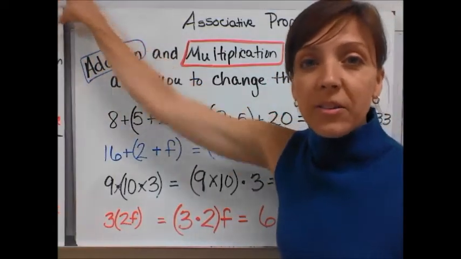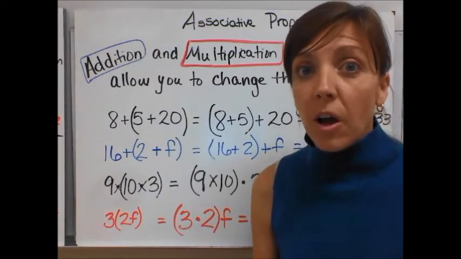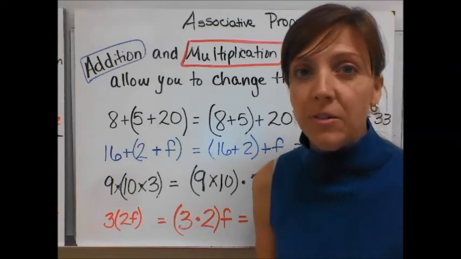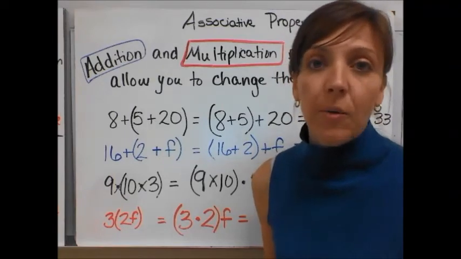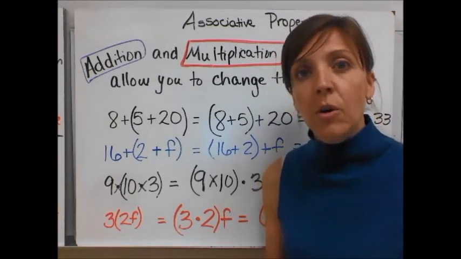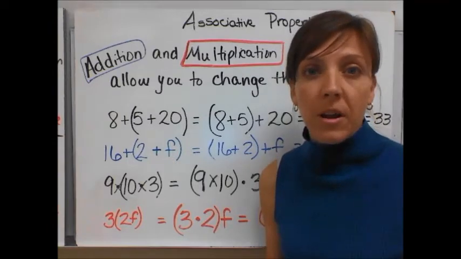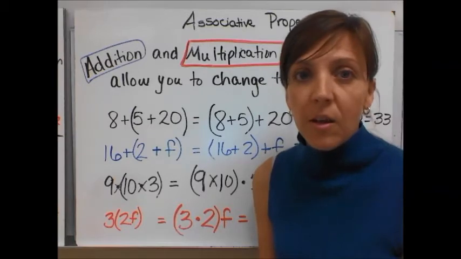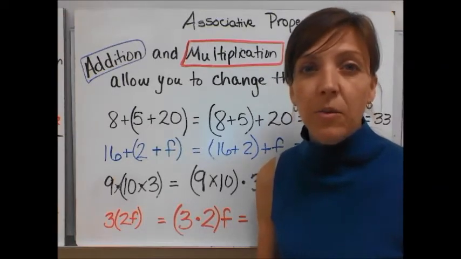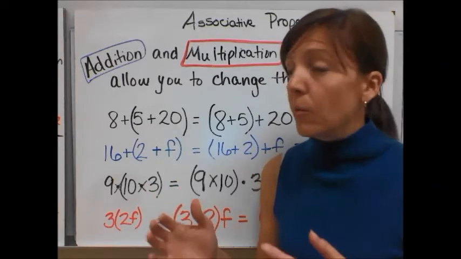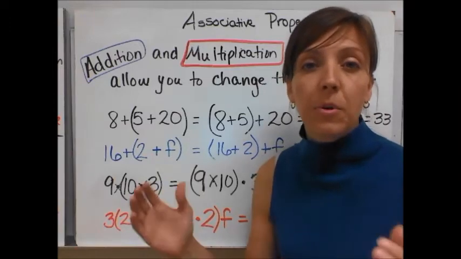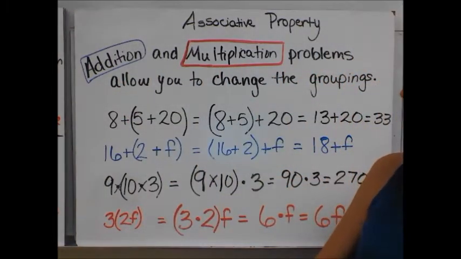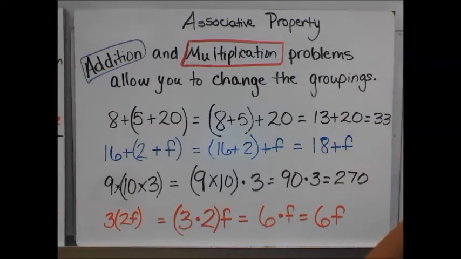Okay, let's talk about associative property. Now, associate. What does that mean? What's the root of associative property? Associate means who do you hang out with? Who do you talk to? Who do people connect you with? Those are the people that you associate yourself with. Well, associative property has a lot to do with that. How you group numbers, how you put them together. So, addition and multiplication problems allow you to change the groupings.